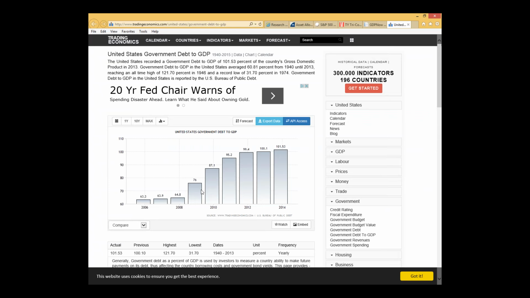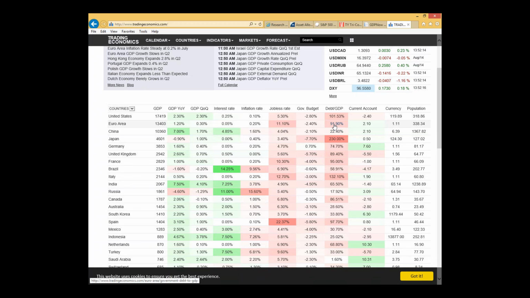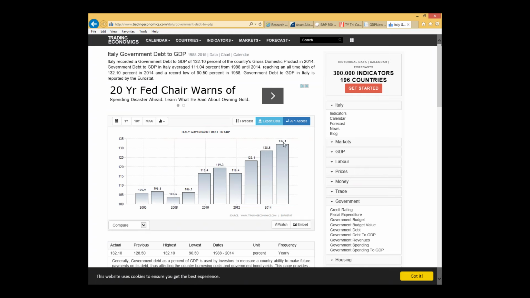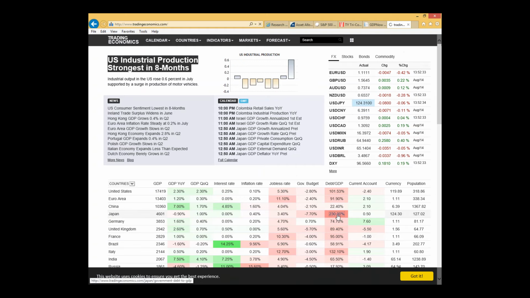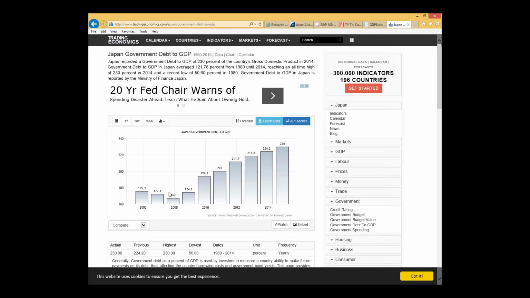debt to GDP has risen quite a bit since 2008. It was at 64.8% in 2008. Now it's a little over 100%. And that's kind of been the case for a lot of countries. Let's just look at Italy, for example. Their debt to GDP in 2008 was 103%. Now it's 132%. Or Japan, it's now at 230%. In 2008 it was at about 167%.